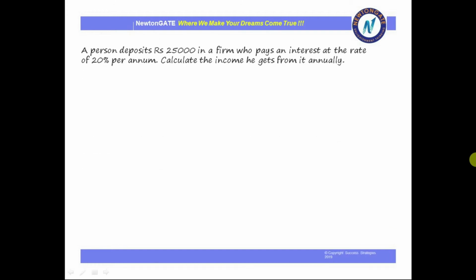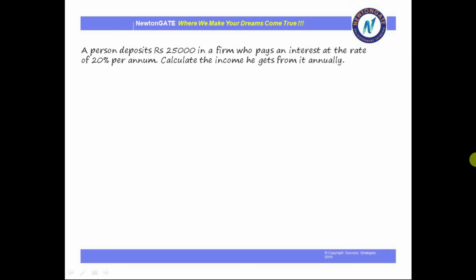So, here we have taken another sum, and this time it's a story sum. Let us first read the question and understand what exactly is given and what is asked to be found. A person deposits ₹25,000 in a firm who pays an interest at the rate of 20% per annum. Calculate the income he gets from it annually.